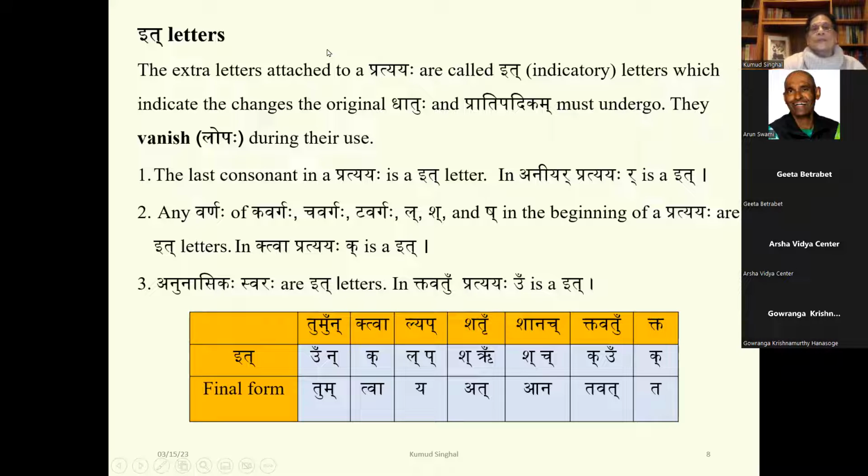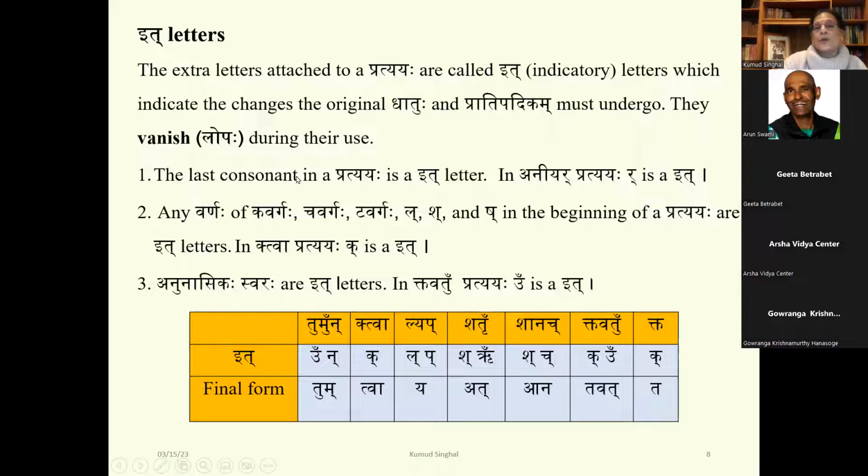So let me go through this one more time. It letters are the extra letters attached to a suffix, and they vanish during their use. But they have a purpose to serve, in that they tell us what the dhatu and the pratipadikam must go through. For example, if ka is an it letter, then there will be no guna. So there are rules depending on which is the it letter.